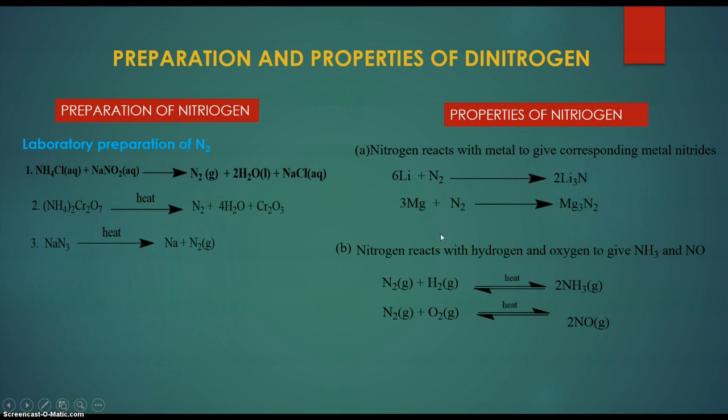Secondly, nitrogen reacts with hydrogen and oxygen to give ammonia and nitric oxide. Here, as you can see, nitrogen is reacting with hydrogen in presence of heat, forming ammonia, and also nitrogen is reacting with oxygen, forming nitric oxide. The first process of ammonia production is mainly called Haber's process that we will discuss later on.